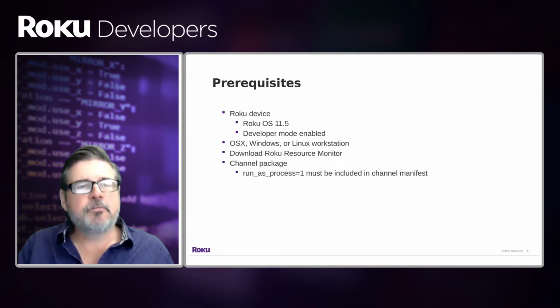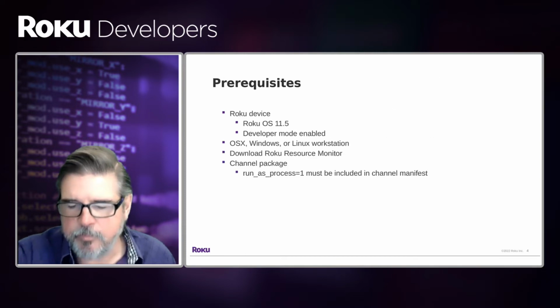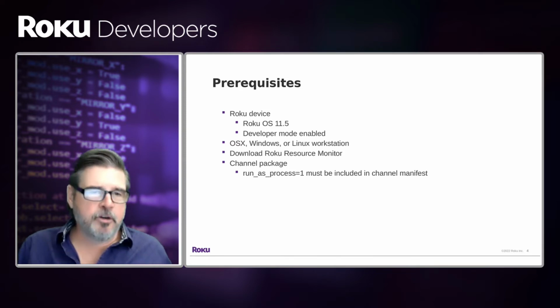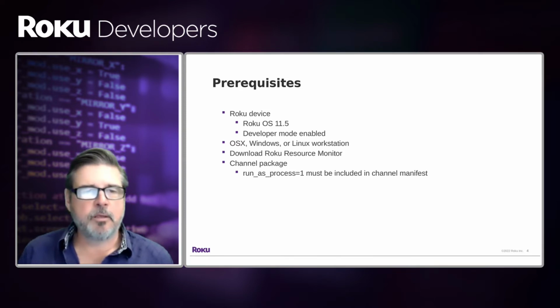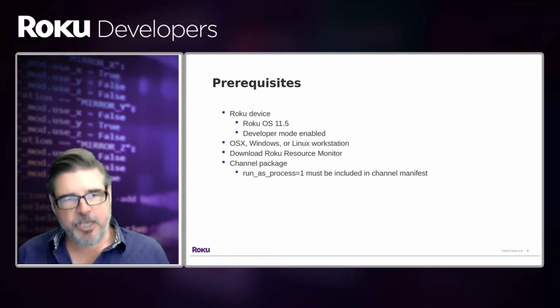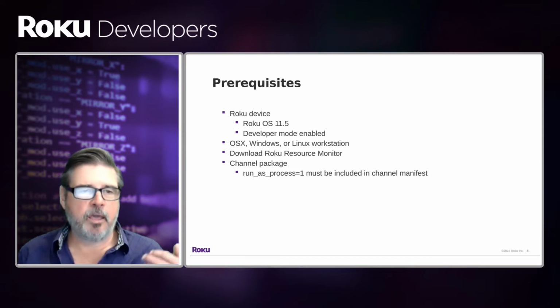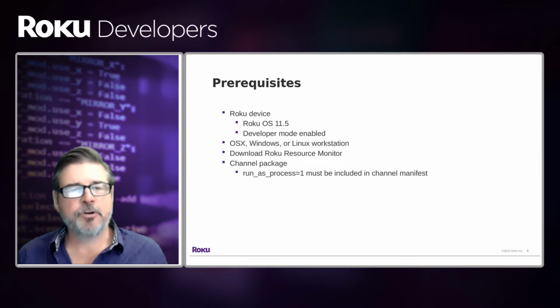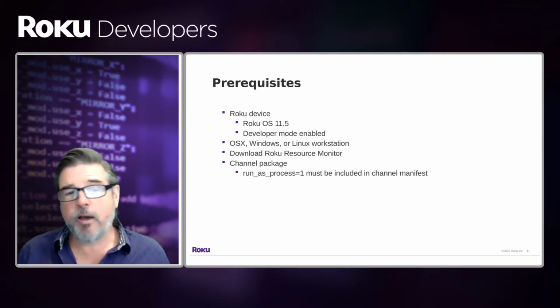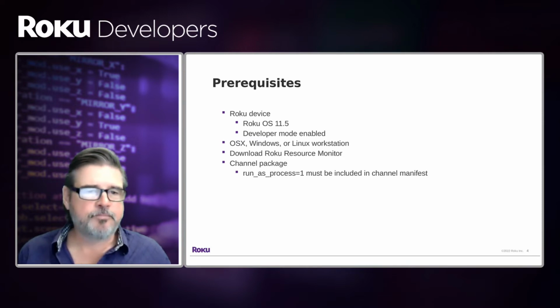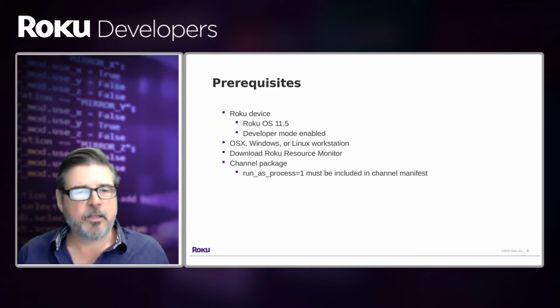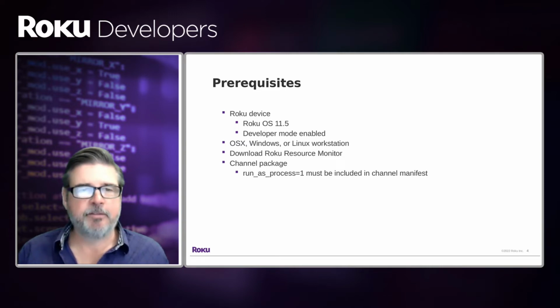So what do you need to run Roku Resource Monitor? Obviously, you need a Roku device. It needs to be loaded with Roku OS 11.5 or later. Channel developer mode must be enabled. You have to have a workstation, either OS X, Windows, or Linux. This is not a web app, so you actually have to download and run it. And last but not least, in your channel, you have to have run_as_process equals 1 in the channel manifest.